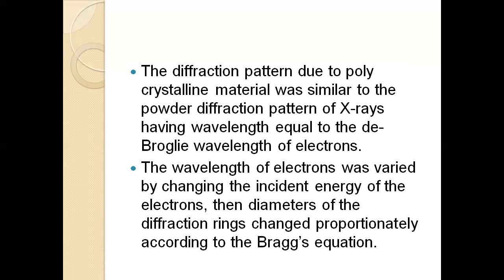Again, to know whether the pattern is due to X-rays or electrons, they placed the whole apparatus in the magnetic field, and by changing the field strength, they observed a movement in the pattern formed on the photographic plate. So they concluded that the pattern is due to electrons, and electrons form diffraction patterns, meaning electrons behave like waves. The wavelength of electrons was varied by changing the incident energy of the electrons, and the diameter of the diffraction rings is consistent with Bragg's equation.